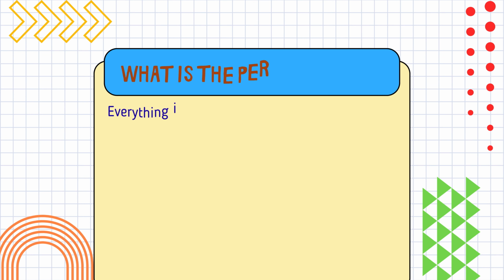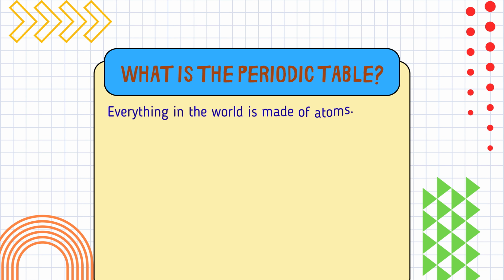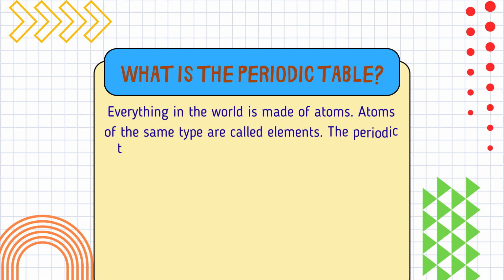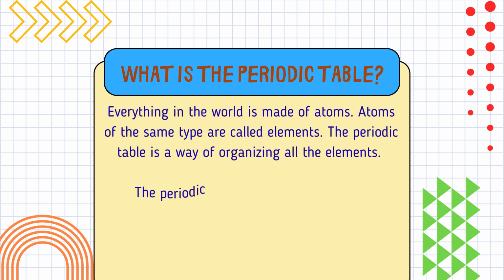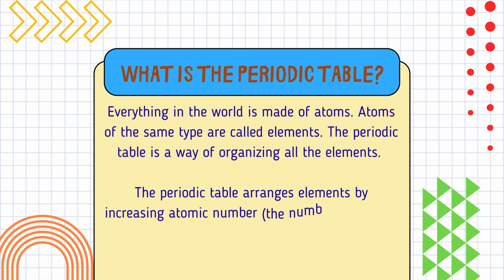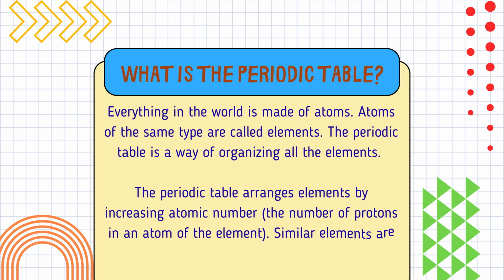Everything around us is made up of atoms. When atoms are of the same type, we call them elements. To study and understand these elements better, scientists use a powerful tool, the periodic table. It organizes elements according to their increasing atomic number, which is simply the number of protons in each atom. And here's the amazing part. Elements with similar properties are placed close together, making the periodic table a map of the building blocks of matter.